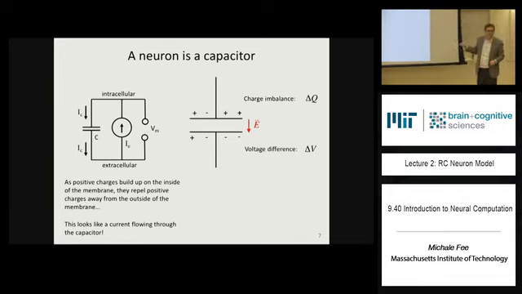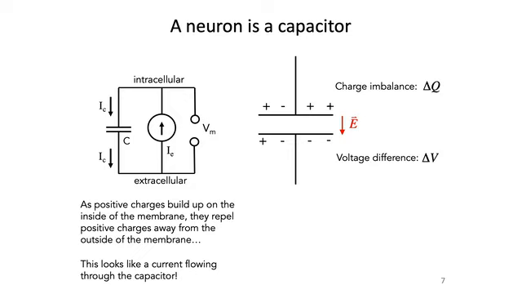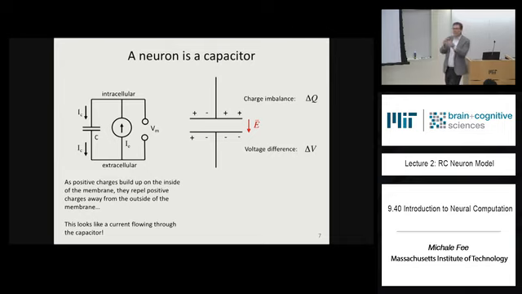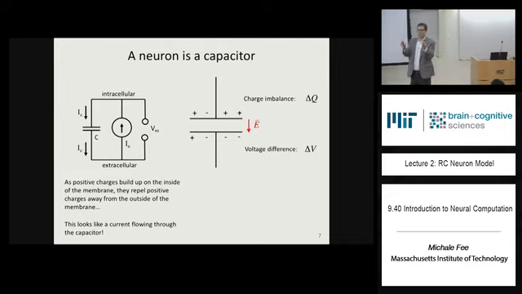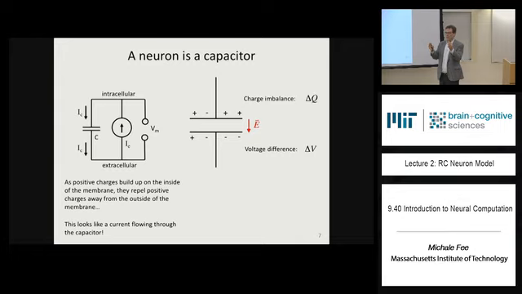So there's energy stored in that electric field. So there's a charge imbalance, there's an electric field. What does an electric field over some distance correspond to? A voltage difference.